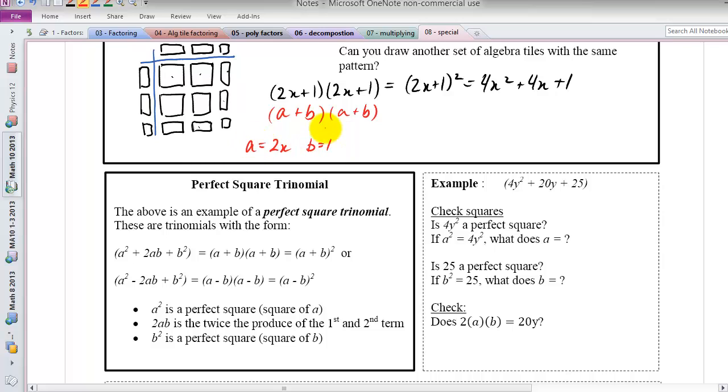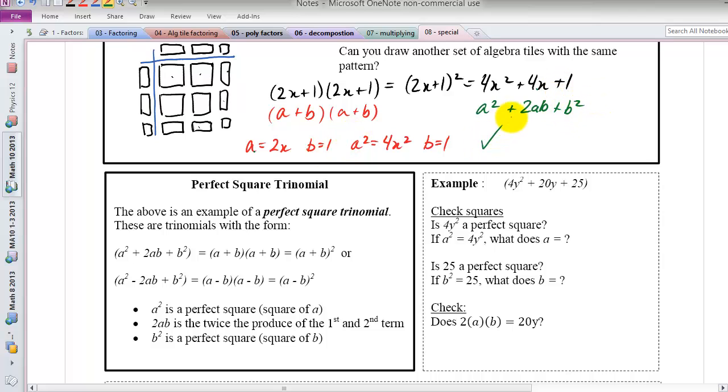Which I guess means if I wanted to look at a squared, that would be 2 squared times x squared, so that's 4x squared, and b is equal to 1. Now, let's see how this works. 4x squared is the same as a squared. 4x is the same as a times b times 2, so that's 2ab. And 1, that's b squared.